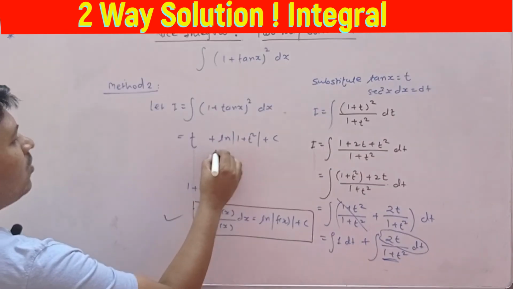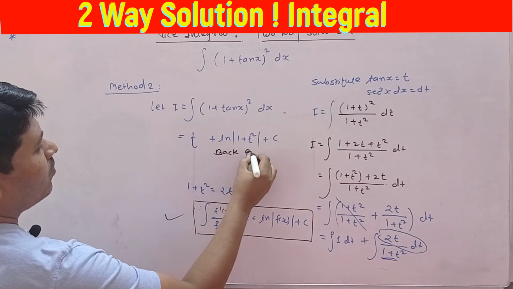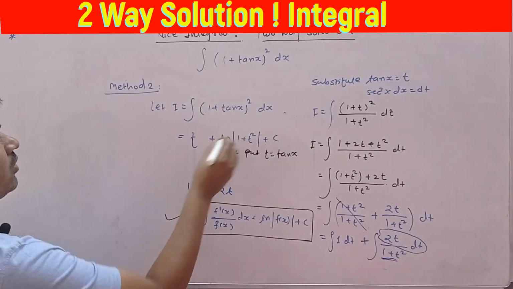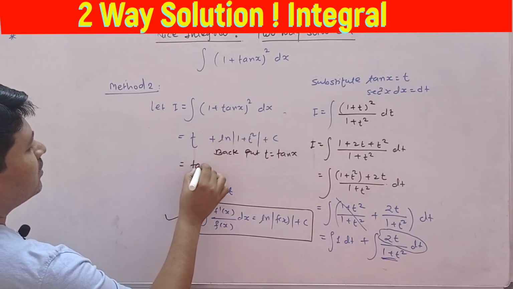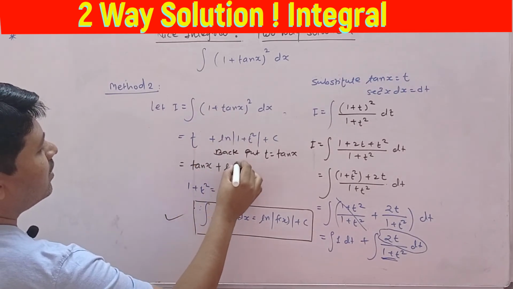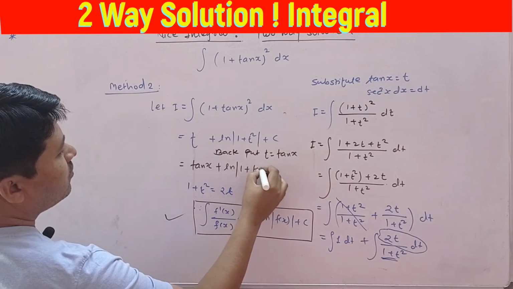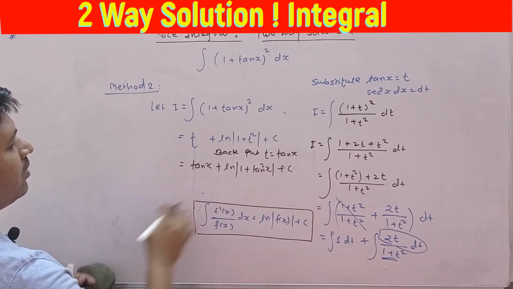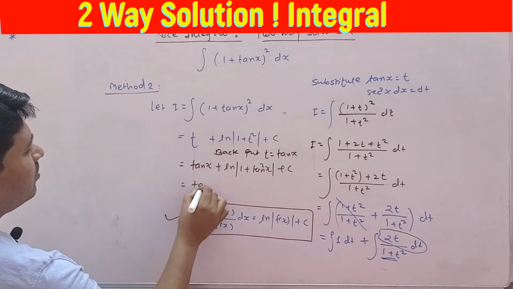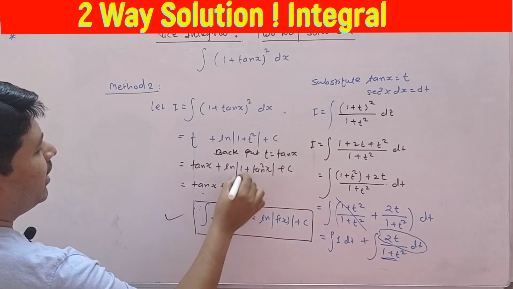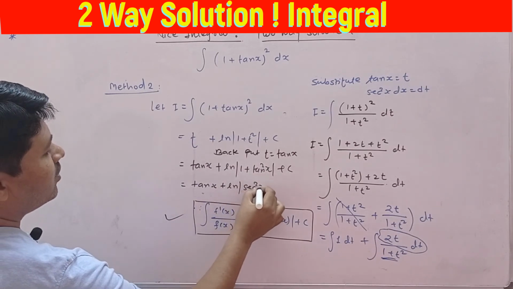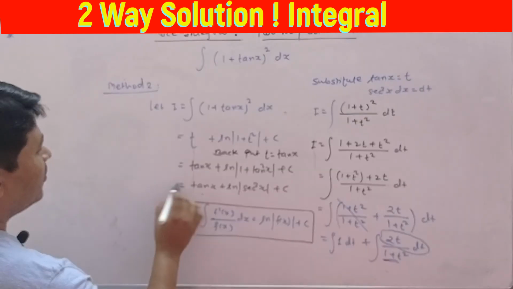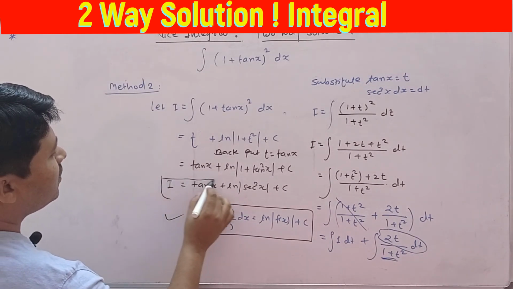Now back put t is equal to tan x. The integration becomes tan x plus ln(1 plus tan square x) plus the constant of integration. Now we can simplify this term: tan x plus ln(1 plus tan square x), that means ln sec square x, plus the constant of integration. And this is my final solution. Got it.